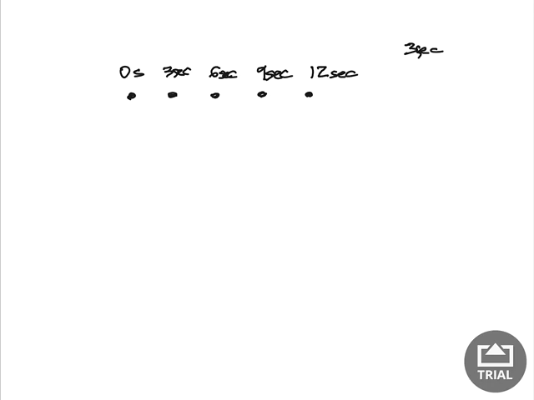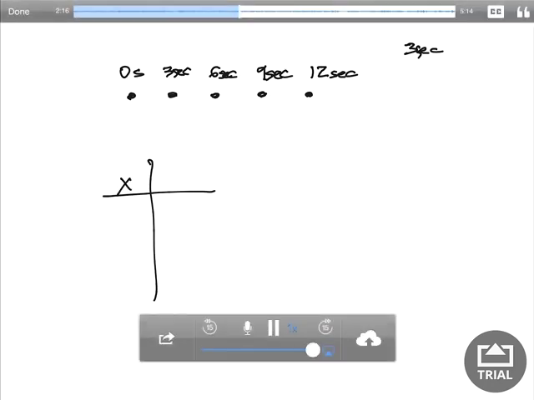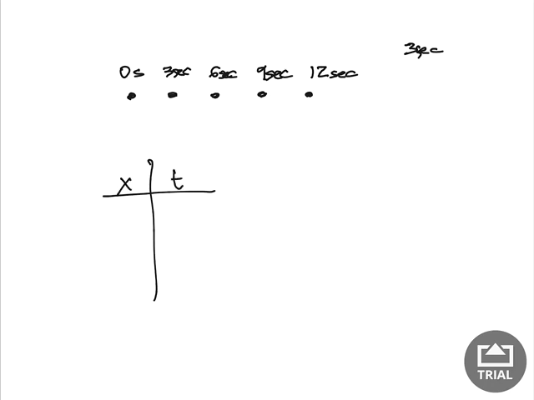So when you do your table, you're going to put your x, which is your displacement or your position, and time. So you're going to have 0, 3, 6, 9, and 12. Now, for the x, if you notice, the object is moving at a constant velocity. What do I know is constant velocity? Because the space between the dots is the same.